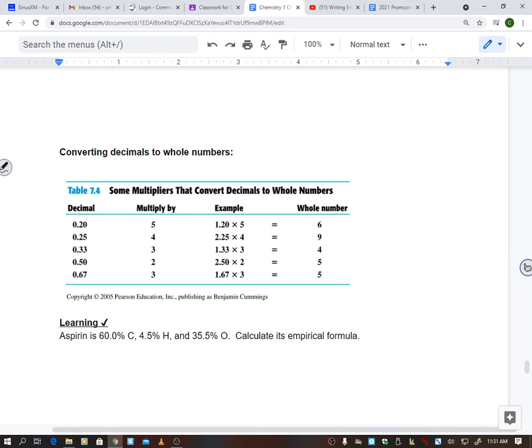Okay, so let's look at the next one here. Here's just a chart with a few more. It's showing you the 0.20 there. I think that might have all of them but the 0.75 on there.